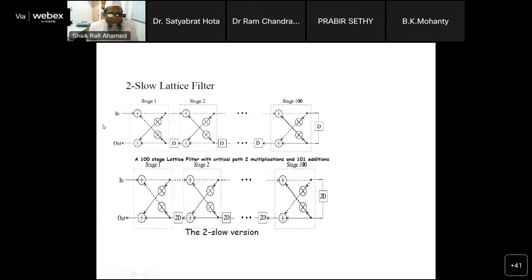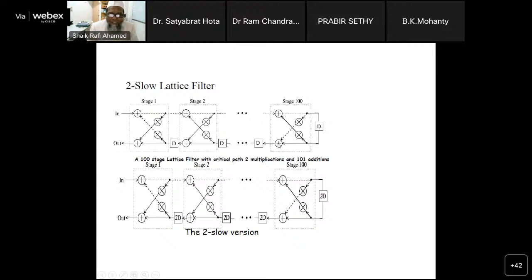So what is the computation time of the longest delay free path? Here there are delays, but along this path there is no delay. If you see here, interestingly, you start with this multiplier, this dotted line. You go in this direction, there is no delay. You go in this direction, no delay, no delay. So go in this direction, no delay.